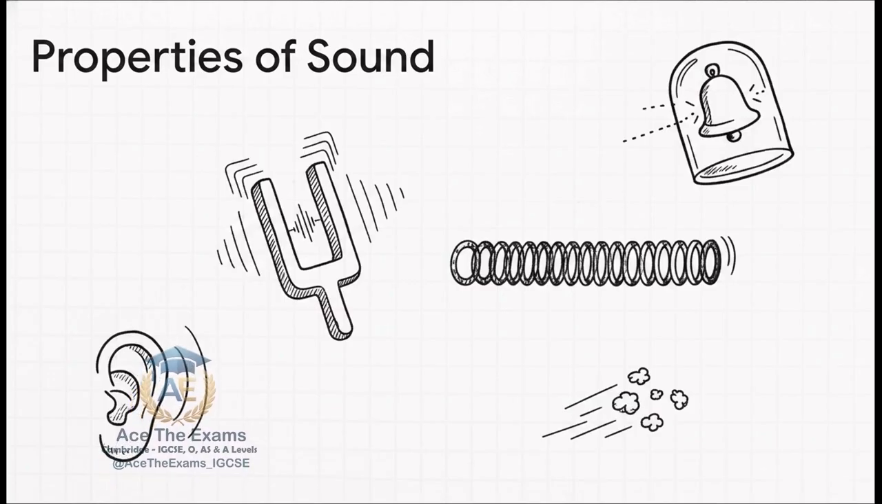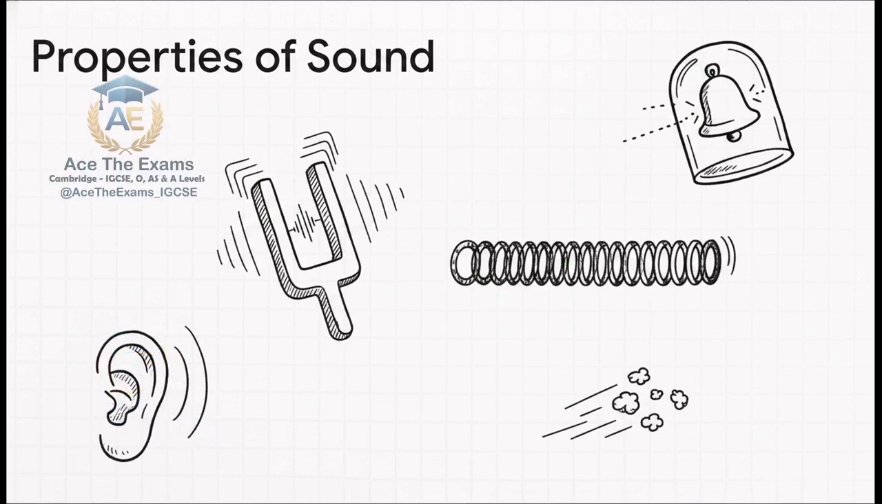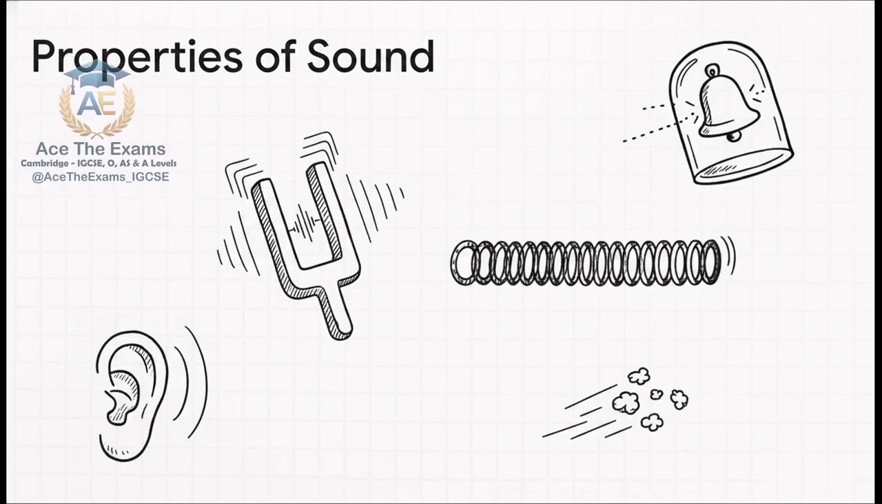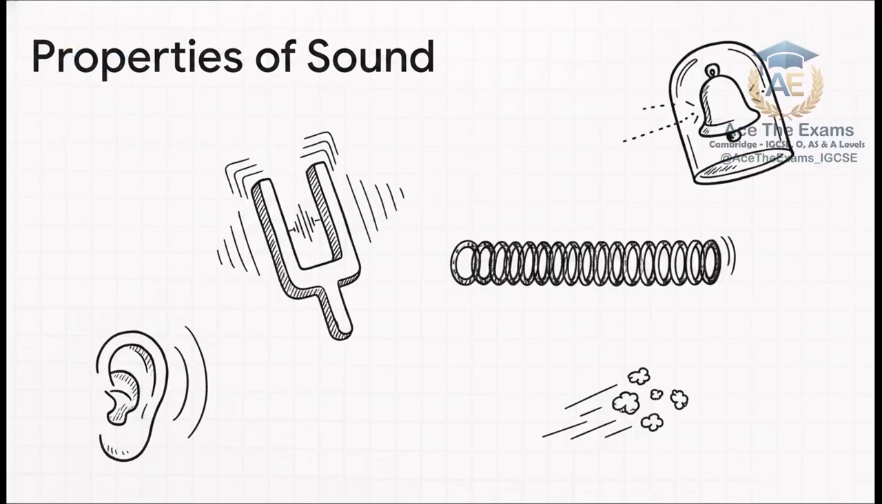First, sound is produced by vibrating sources. Second, it has a longitudinal wave nature. This means the particles vibrate parallel to the direction of the wave travel. Think of a slinky being pushed back and forth. Third, the human audible frequency range sits precisely between 20 Hz and 20,000 Hz. Anything outside that we simply can't hear.